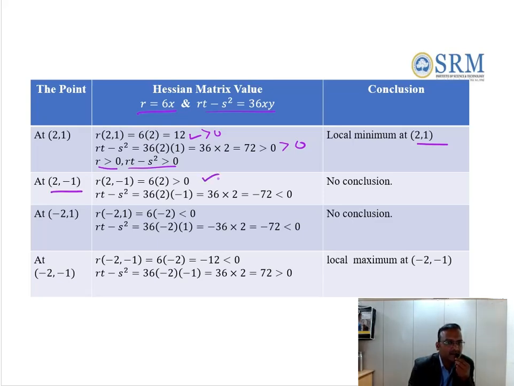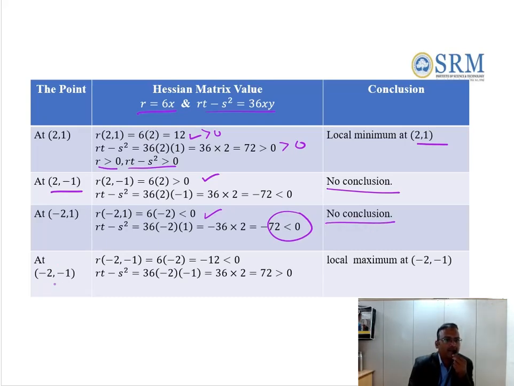Right. Now, let us take the second point, (2, -1). At the point (2, -1), r is greater than 0 and rt minus s square is less than 0. For positive definite, r is greater than 0 and rt minus s square should be greater than 0. Therefore, we have another case, so no conclusion. Similarly, at the point (-2, 1), r is less than 0 and rt minus s square is less than 0. For negative definite, r is less than 0, but rt minus s square should be greater than 0. But we have the other case, hence no conclusion at this point (-2, 1).